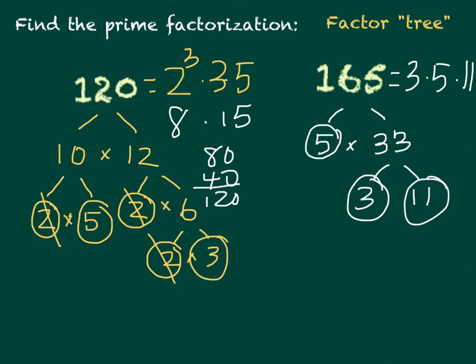Again, if I want to check just to make sure, 5 times 11 is 55. If I multiply that times 3, I'm going to get 165. So that looks good. My prime factorization is going to be 3 times 5 times 11. At this point, take a look at the rest of the problems on your sheet and give both listing the prime factorization with the factor tree and listing all the factors of a number a try.